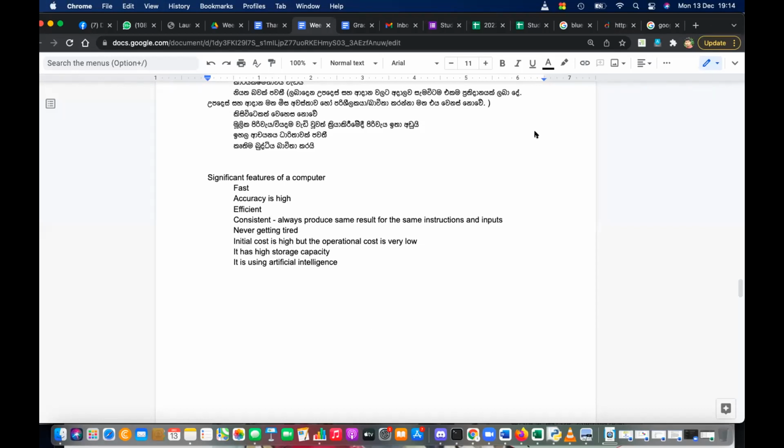And it is efficient. Efficient means in a given time period, it does a lot of activities. Let's take an hour. Within 1 hour, it can do a lot of calculations. Millions of calculations per hour. So that is efficient.